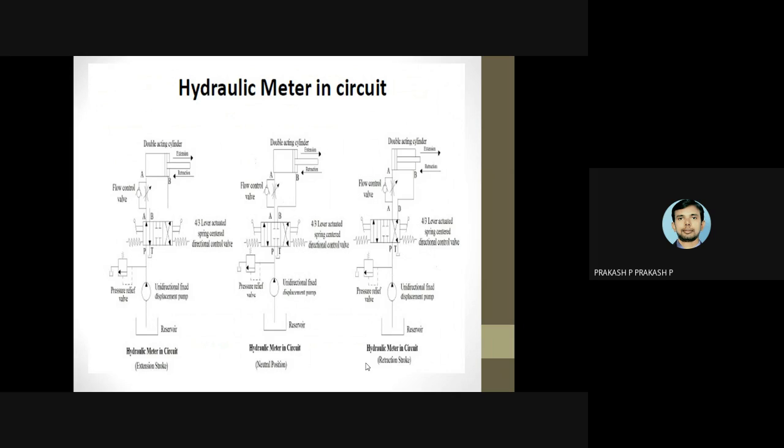Whatever oil is at the rod end of the cylinder is directly stored into the tank: B to B, A to A, and then B to B. This happens in the extension. You can see the picture on the right-hand side. That is the retraction stroke.